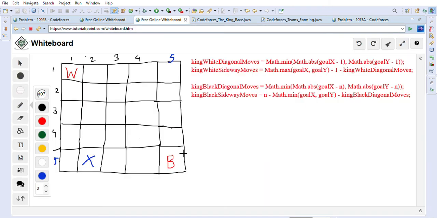It's a lot easier once you draw the matrix and see how to formulate the solution. So how we solve this problem is we calculated the number of diagonal moves, and then we calculated the number of sideway moves of each king, and then we just add these two and calculate the total number of moves. These two we will add for White King, and these two for Black King, and then we will compare the total moves of White King and Black King to decide who will be the winner. In case they are both equal, then White King will be the winner because he is the one who makes the first move.